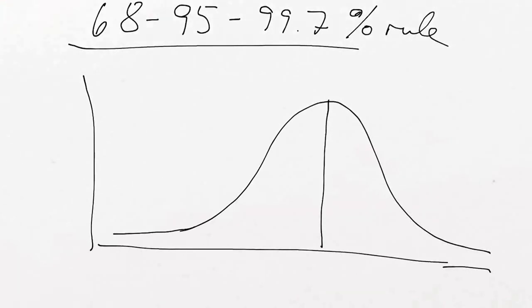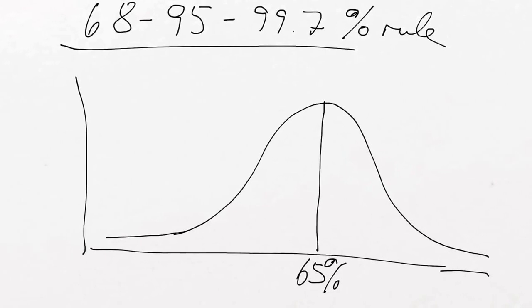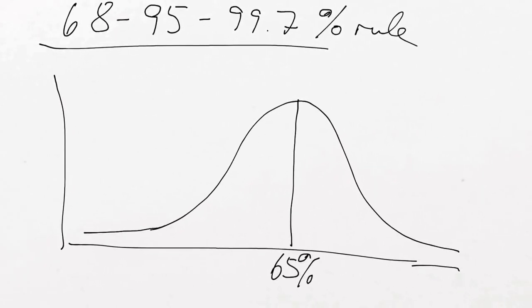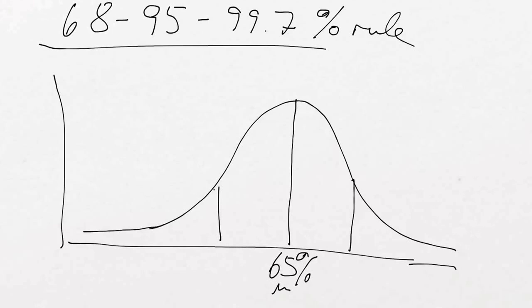Let's say we have 65%. That is the mean. So I get all your grades, all your marks. Let's say it's 65. And I can also do the standard deviation. Let's say the standard deviation of that would be, say, 10. So that's one standard deviation here, left and right.